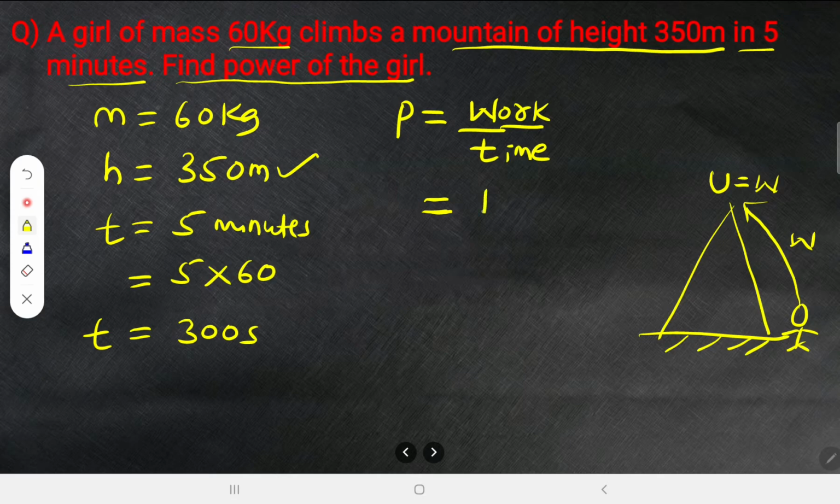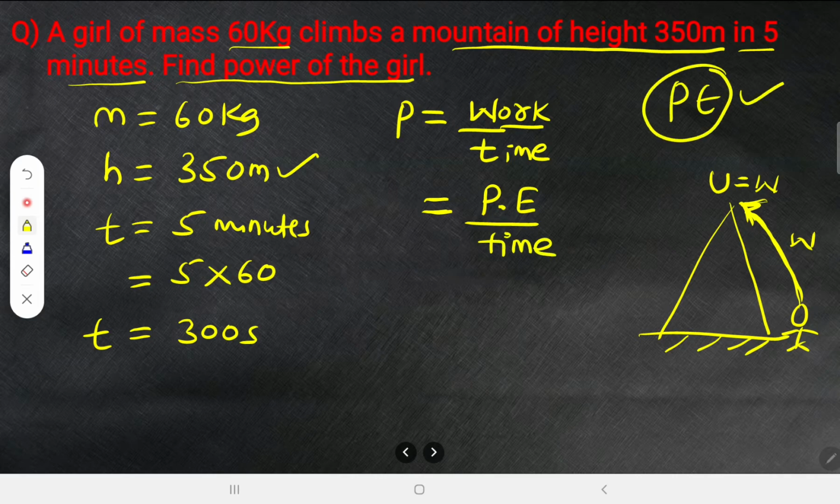Alright, so instead of this work done, can I write the potential energy of that girl? Definitely, 100%. Because if she is doing more work, she will go to more height. Are you understanding my point? So potential energy divided by time. If you haven't watched the video on potential energy, go back to that second video and watch that and come here so that these concepts become quite clear. The interesting thing about science, or physics, or any subject for that matter, is you have to go step by step.